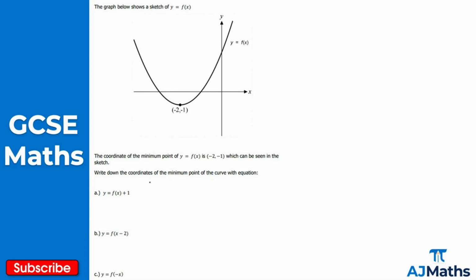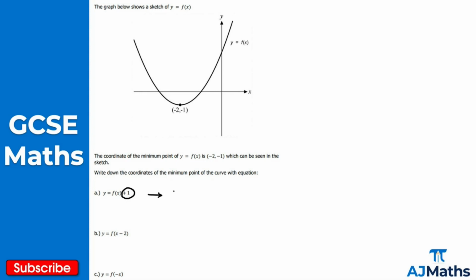Now, in this case, the effect is outside the bracket, so we're adding or subtracting a number outside the bracket. For example, with part B, you can see it's inside the bracket. That means it affects the x coordinate only. When it's outside the bracket, that means it affects the y coordinate only. So this tells us that we need to add 1. Because it's plus 1 here, we add 1 to the y coordinate. Because there's nothing in the bracket with the x, we just leave it as it is. So the x coordinate stays the same.